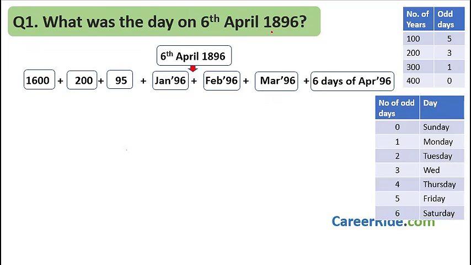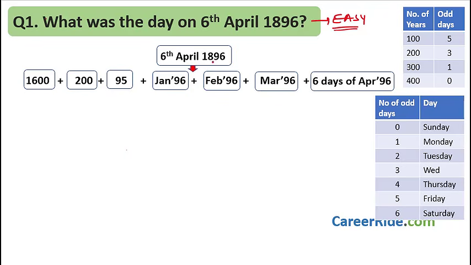And the first type of question that we find here is, what was the day on 6th of April 1896? This is one of the most popular types of questions that you will find in any exams. Okay, and trust me, this is a very easy variety of question that you can solve very easily. All that you have to do is just apply whatever you have learned till now, nothing else. Okay, let's begin to solve the question.